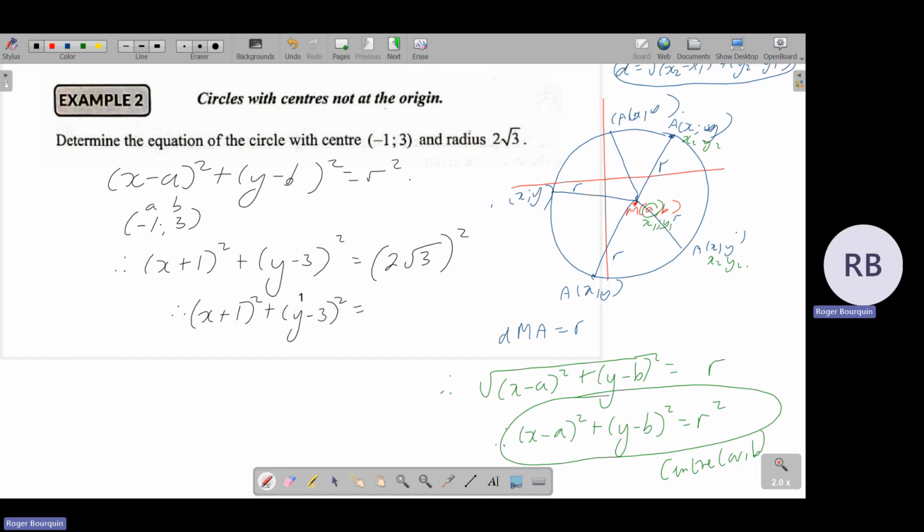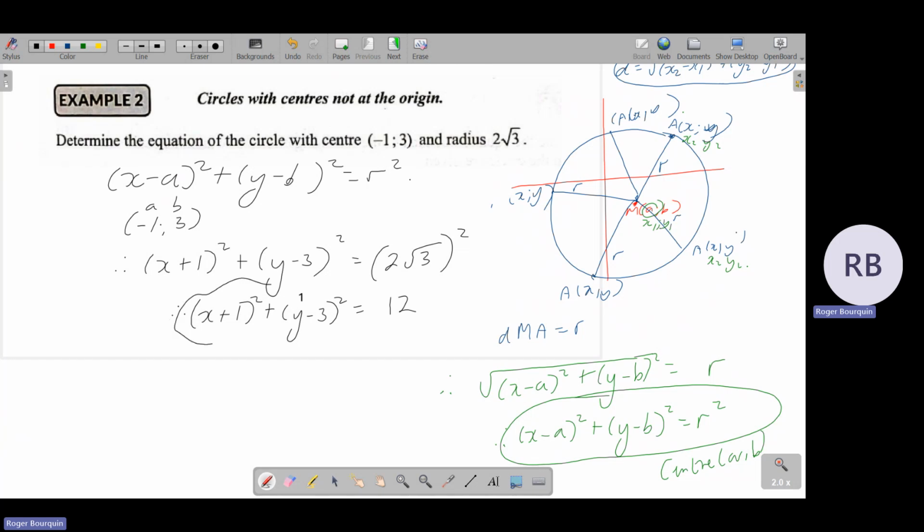What's 2 root 3 all squared? 12. How would you do that without a calculator? In your head. 2 squared is 4, times the square root of 3 squared, which is 3. 4 times 3 is 12. You do them separately: 2 squared is 4, root 3 squared is 3. Oh, yeah. Okay, got it.